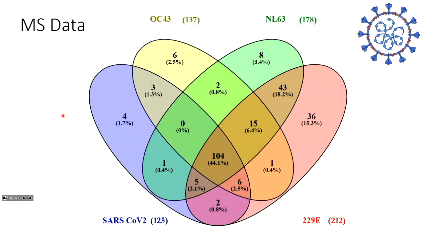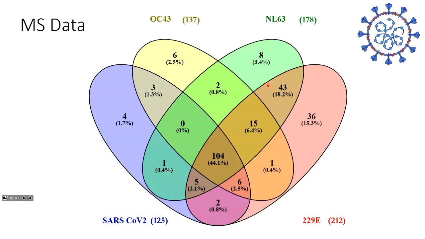The data was analysed to meet quality thresholds, and from that we found over 200 interactors that interact with all 4 different nucleocapsid proteins. This Venn diagram shows the distribution of shared and unique interactors. SARS-CoV-2 had 125 interactors identified, this bluey, purpley ring here, of which 4 were unique to SARS-2. OC43 had 137 interactors, of which 6 were unique. NL63 saw 178 interactors, of which 8 are unique. And 229E had the largest number of interactors in this data set at 212, with 36 of those unique, so it also had the greatest number of unique interactors.